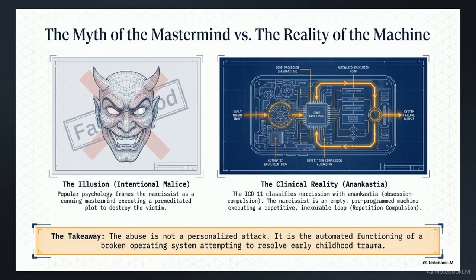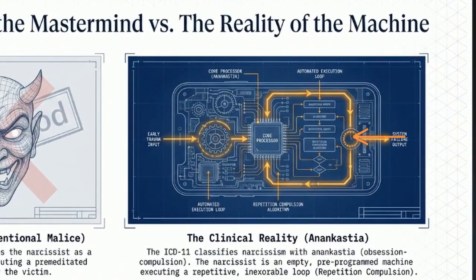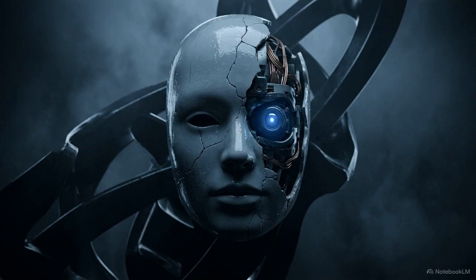This diagram illustrates the system architecture of that script. The ICD-11 classifies narcissism with anancastia, obsession and compulsion. The abuser is an empty machine trapped in an automated loop of repetition compulsion. To understand Sarah's trauma, we must stop looking for a human agenda and unmask the mechanics of the machine.